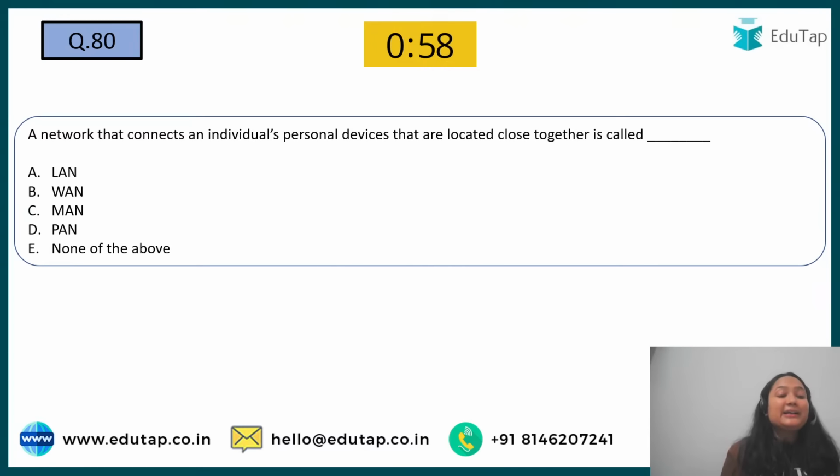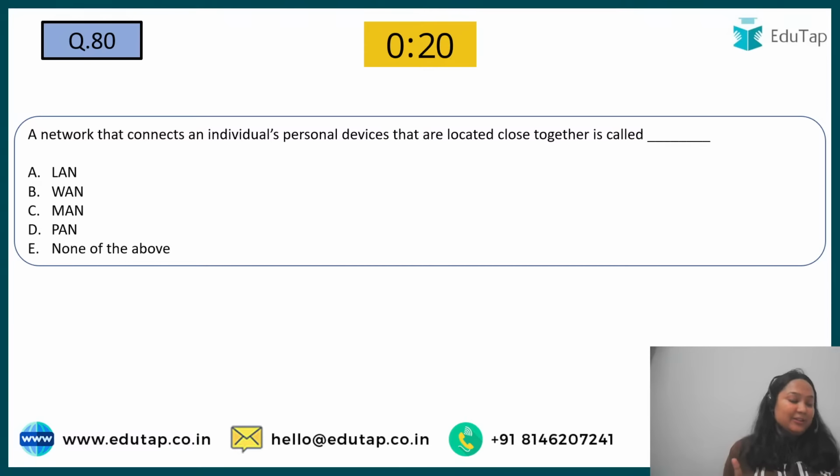A network that connects individual personal devices that are located close together. So basically we are talking about a house basis. If you are sitting in a room, you have your mobile phone, I have my laptop, we are connected to the network, we are very close. So what type of network are we talking about? Not LAN, LAN will not be the answer. This is even smaller than LAN. We are not talking even about buildings. LAN is usually when we are all living on a floor, a complete first floor is covered, and all of us can use the LAN. LAN has a somewhat larger range.